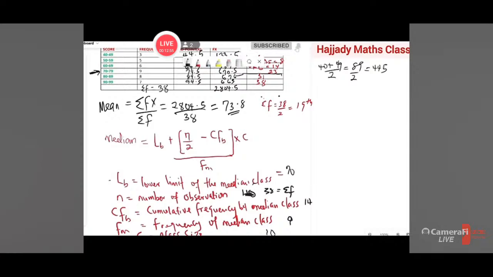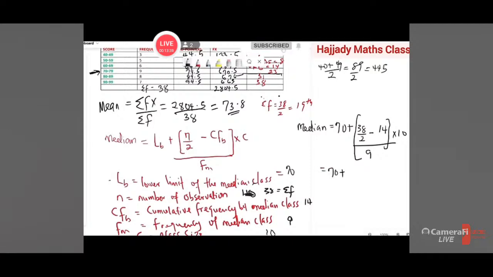So coming down here, our median will now be equal to our lower limit, which is 70. We can decide to use boundary if you like, instead of using limit. In bracket, n over 2, our n, which is the number of observation, 38 over 2, minus the cumulative frequency before the median class, which is 14, closed, times our class size, which is 10, everything over the frequency of the median class, which is found to be 9.